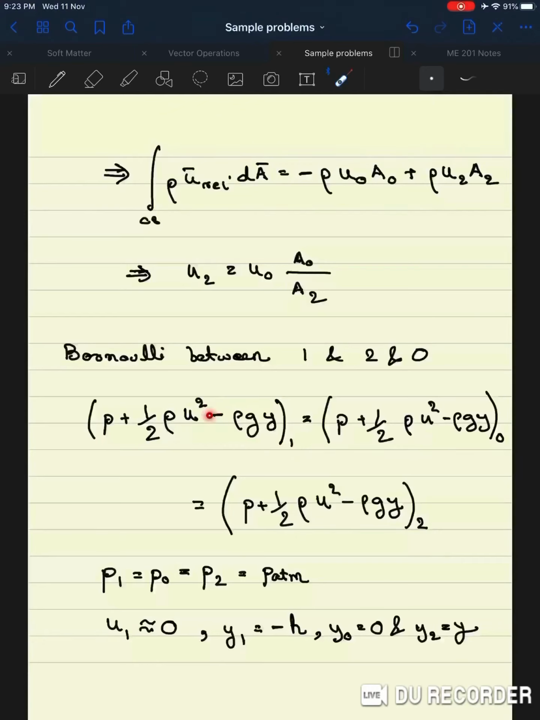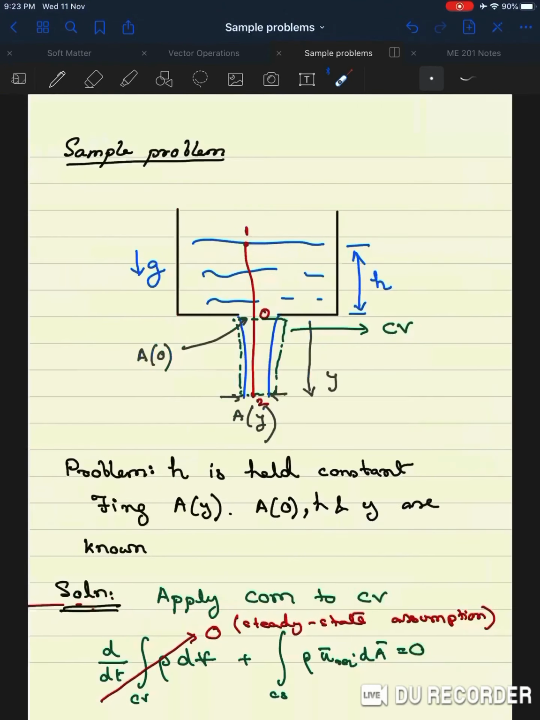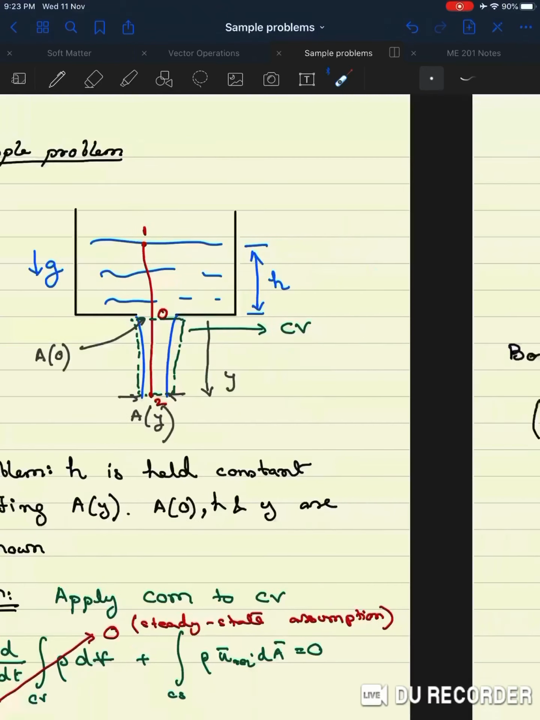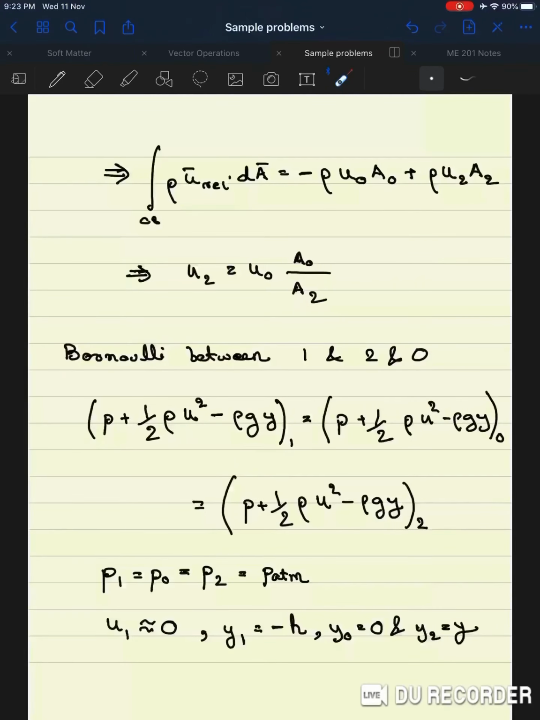Now just see that this last formulation that you have, we have a minus sign here because of the particular orientation of y that we have taken, we have accounted for that, and then we have a minus rho gy. Okay. So this is evaluated at point 1, this is evaluated at point 0, this is evaluated at point 2.